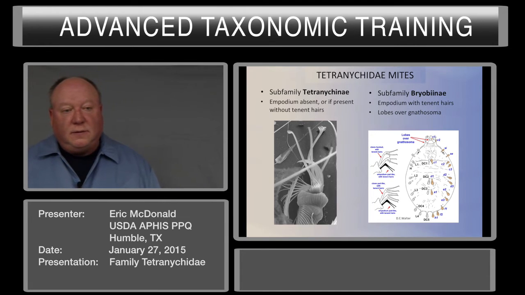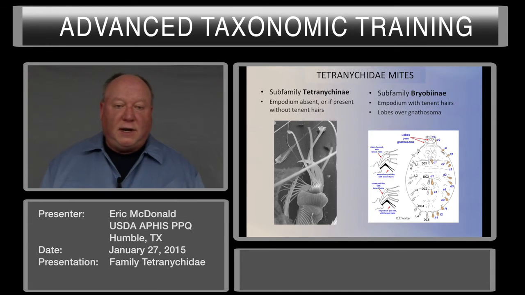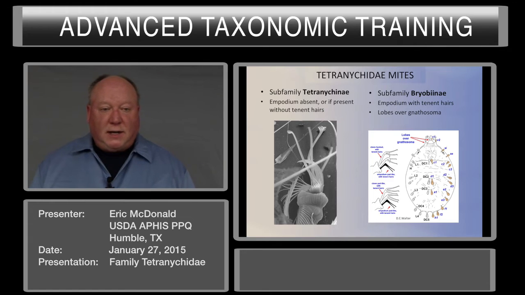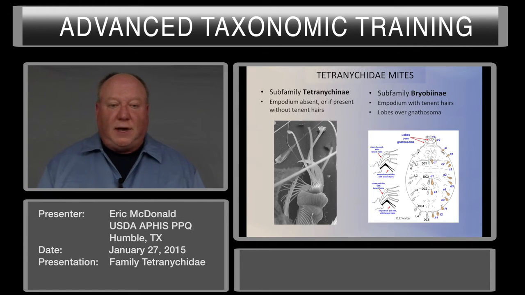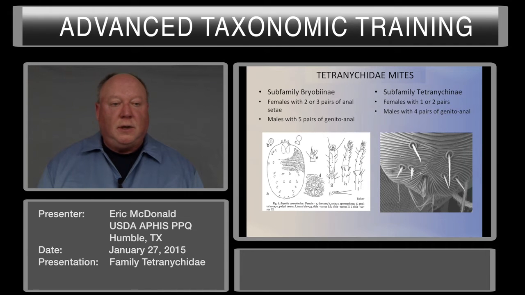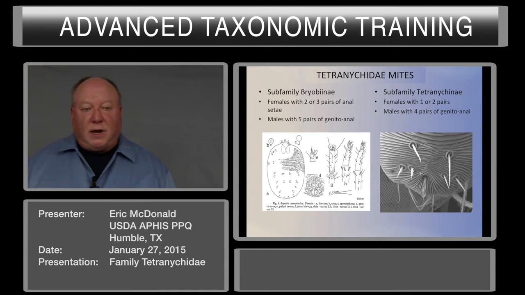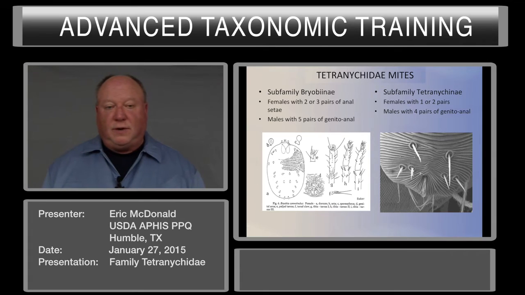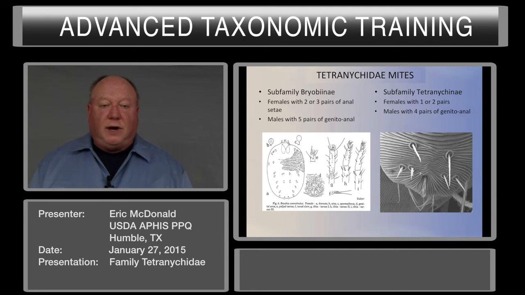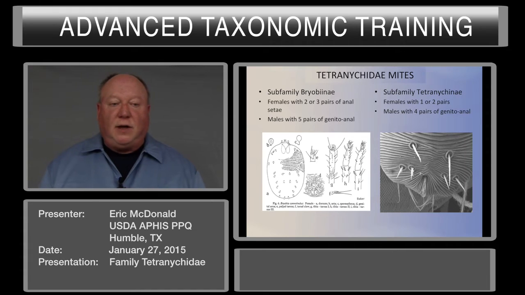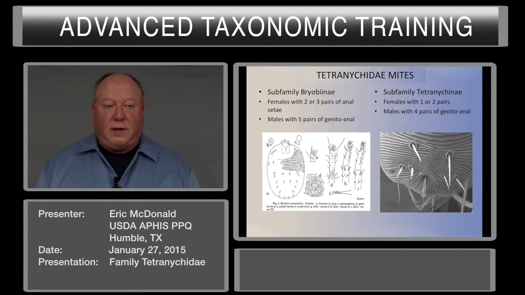Bryobini mites have an empodium with tenent hairs, while in the Tetranychidae mites the empodium may be absent or, if present, without tenent hairs. Bryobini female mites have 2-3 pairs of anal setae, and males have 5 pairs of genital-anal setae. Tetranychidae females have 1 or 2 pairs of anal setae, and males have 4 pairs of genital-anal setae.